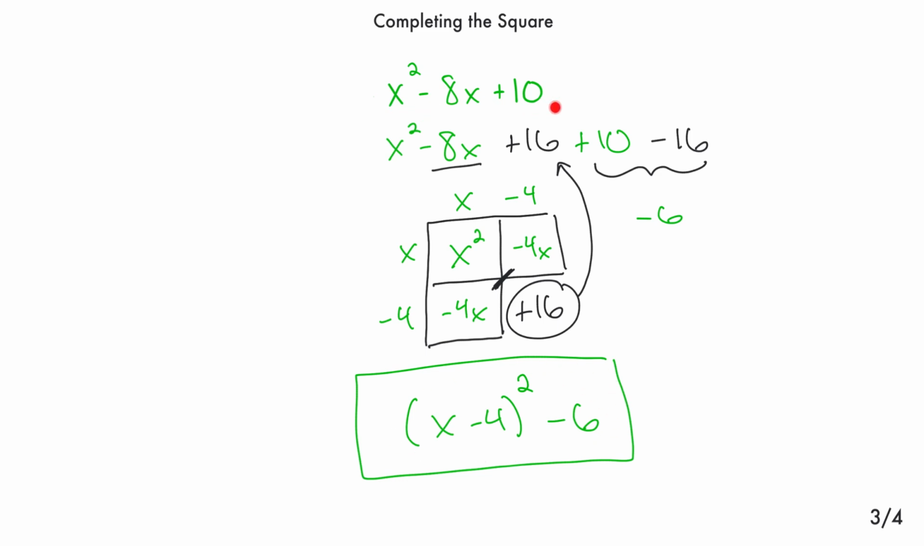This quadratic, x squared minus 8x plus 10, if you were to graph it on a graphing calculator or Desmos, it would be a parabola that is shifted right 4 and down 6. This technique allows us to transition from standard form quadratics into vertex form quadratics. So let's do a couple more examples.